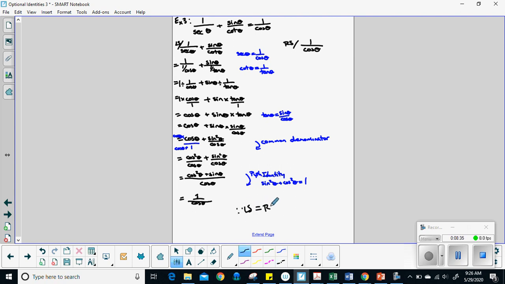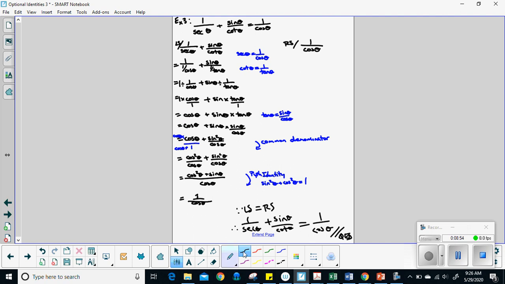Since left side equals right side, therefore 1 over secant angle plus sine angle over cotangent angle equals 1 over cos angle. Ta-da! Magic!